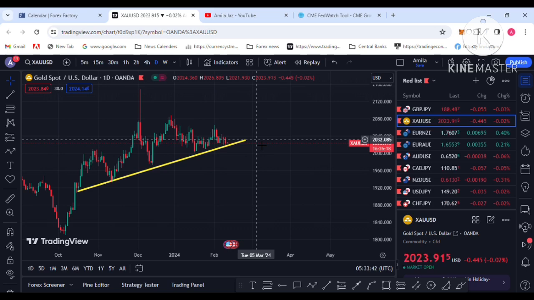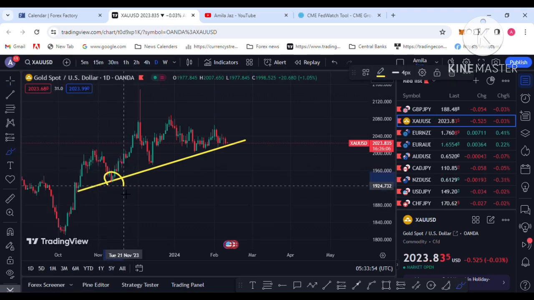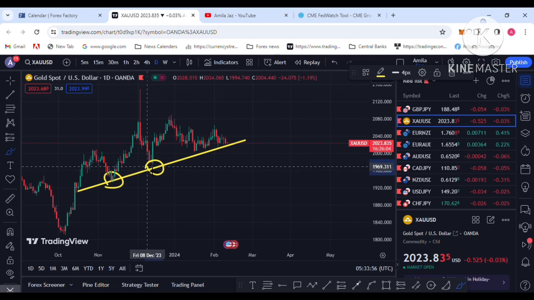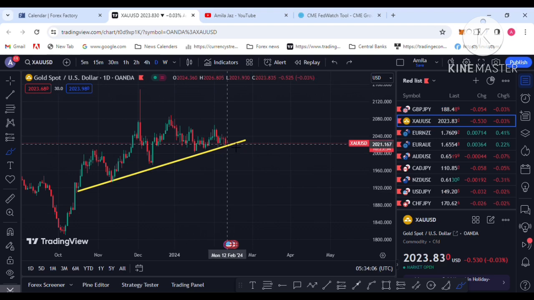So I am on the gold daily chart. You can see this yellow trend line I have already marked, where the price has reacted several times: the first, the second, the third, and also the fourth time. This is the key price zone with the technical price action setup.